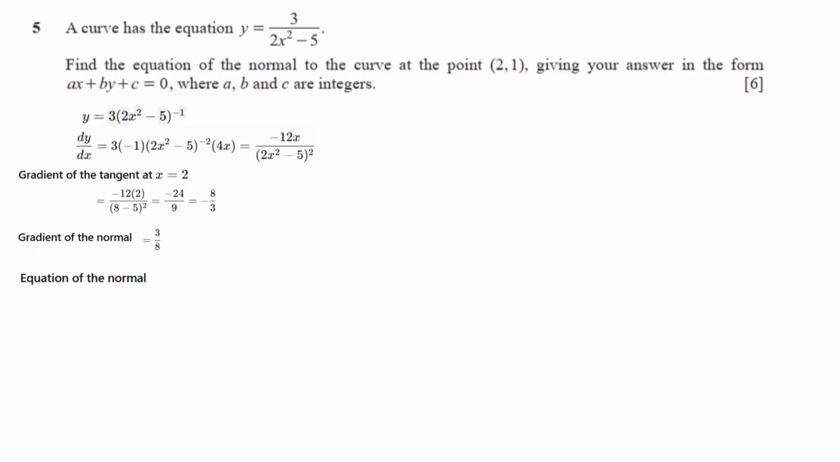Now, the equation of the normal through the point 2, 1 is y minus 1 is equal to 3 over 8 times x minus 2. Now, multiply by 8, we get 8y minus 8 is equal to, expand the bracket, so 3x minus 6. Now bring all the terms into one side, so we get 3x minus 8y plus 2 is equal to 0.